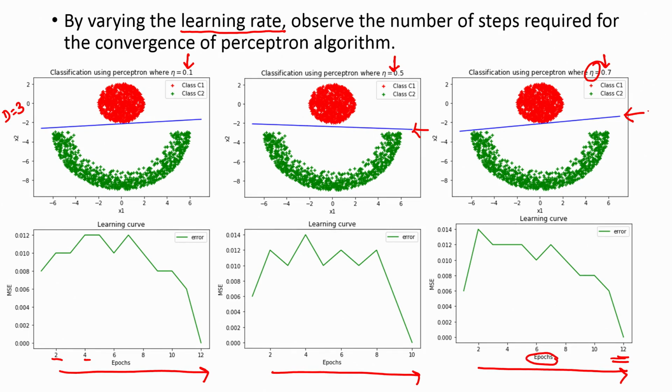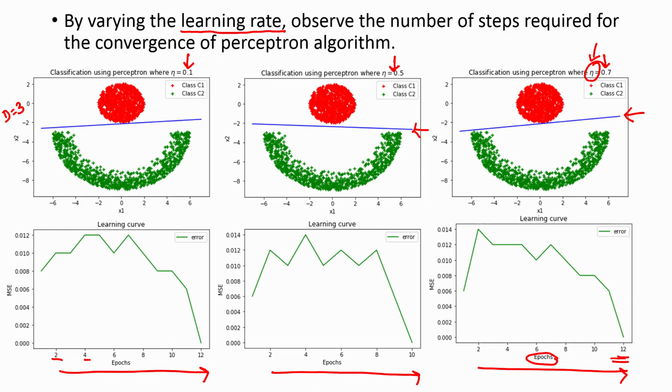You are encouraged to go through the proof that we have done in the course and see that eta does not finally appear in the term which gives the number of steps for convergence. You can try out different values of eta and experiment and see the number of steps required for convergence by yourself.